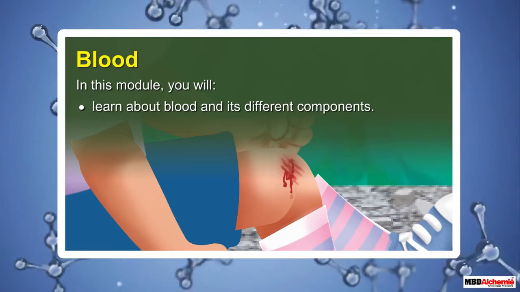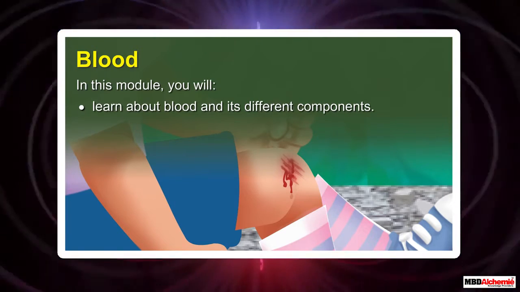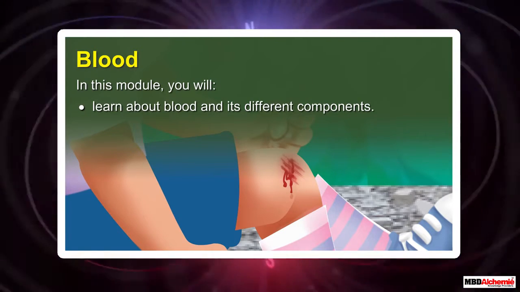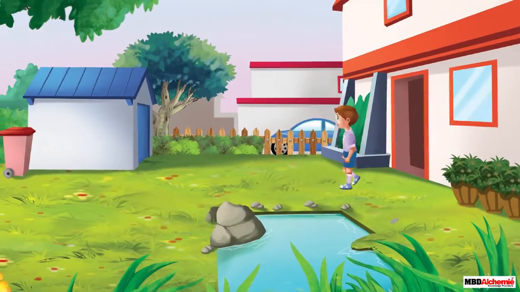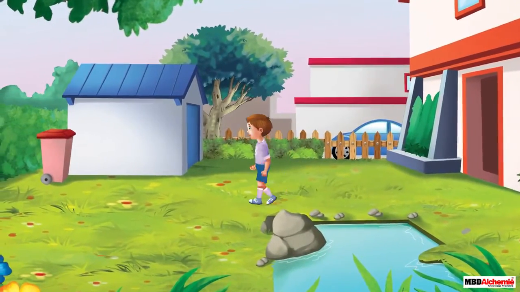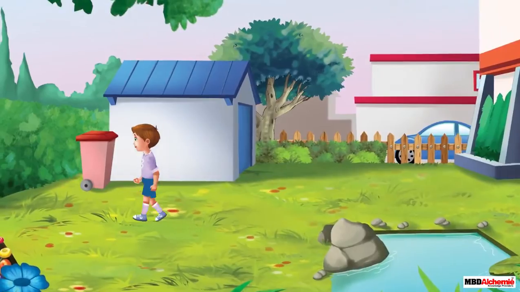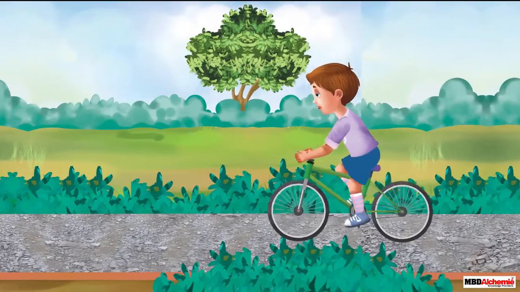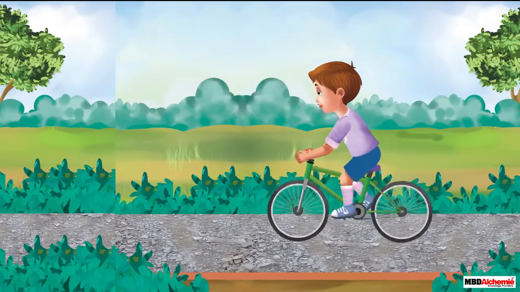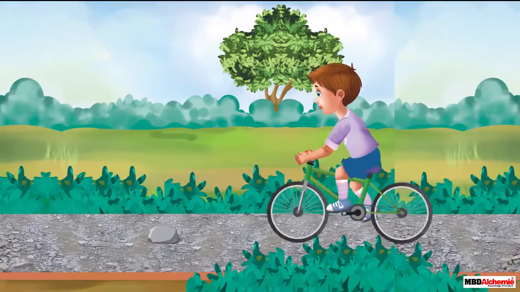Blood. In this module, you will learn about blood and its different components. It is playtime for Joseph. He's going out to play with his friends. Looks like he's getting late. So, he's riding his bicycle faster now.